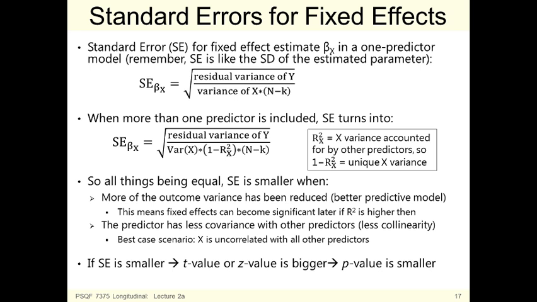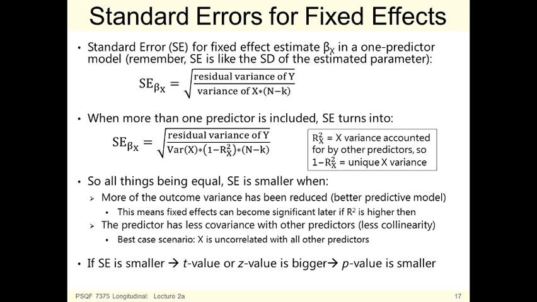So all things being equal, if you have less variance left over, then your standard error is smaller. If you have more than one predictor in a model, so it's the standard error of a fixed effect among many, then the denominator also has to factor in how much variance of the predictor there is that's unique relative to the other predictors.